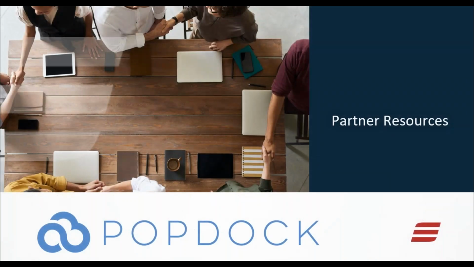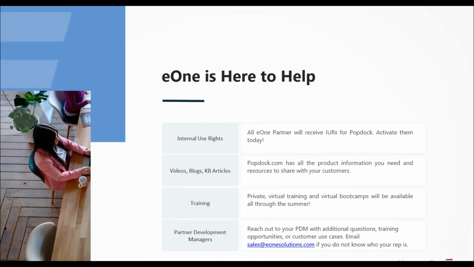So I want to talk a little bit about the resources you have available as a partner with eOne. We never want you guys to feel like you're working in a vacuum or you're alone. We are here to help and help you guys sell that deal in whatever way we can. Off the bat, all our partners receive IURs. So just like you probably have them with Extender and Smart List Builder and Smart Connect using all those tools internally, you can do that with Popdock. We want to help you guys get this set up so you can work with it internally. After this call, please reach out to your partner development manager, or if you don't know who that is, reach out to sales@eonesolutions.com.